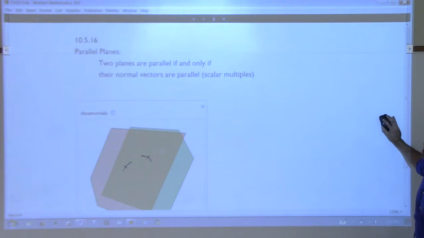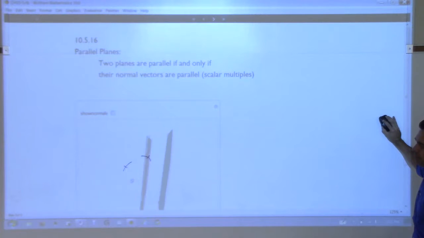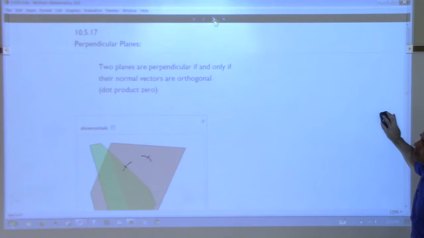Oh yeah, by the way, two planes are parallel if and only if their normal vectors are scalar multiples. So when you have two parallel planes like this, when you look at their normals, they have to be pointing in the same direction, don't they? Or, well, not same direction, they could be opposite direction, but they have to be parallel, right? Two planes are perpendicular if and only if their normal vectors are perpendicular. In other words, if you take the two normal vectors and dot them and get 0, then the planes are orthogonal, aren't they?